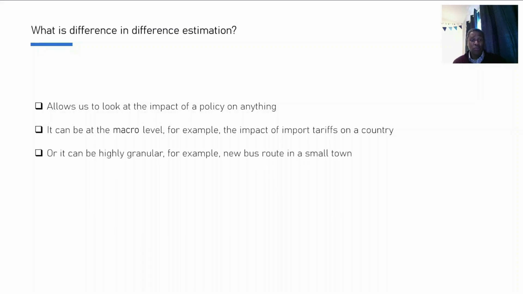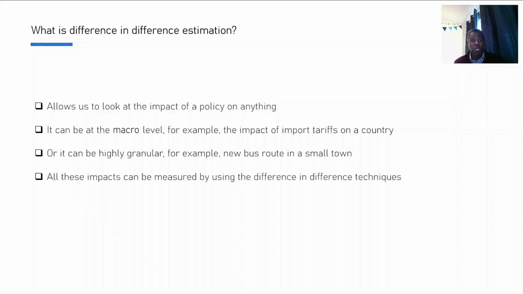Or it could be at a more granular level. For example, a new bus route coming into town. Now, this could have an economic effect. It could be a very good thing for that small town, the economy. And we can measure this through our difference in difference modeling. And that allows us to make forecasts, or helps us make forecasts. We will use difference in difference techniques, and the policy itself is called an intervention at a specific moment in time.